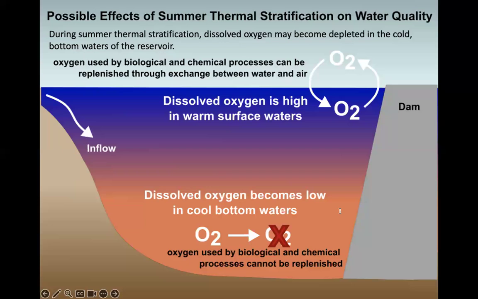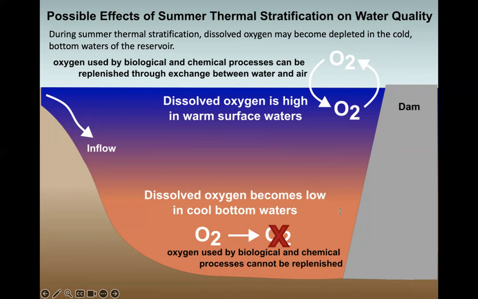Remember that during summer stratification, the water at the surface is warmer than the cool bottom waters. Since we just learned that cold water can carry more dissolved oxygen than warm water, shouldn't this mean that the bottom waters have more oxygen than the surface?